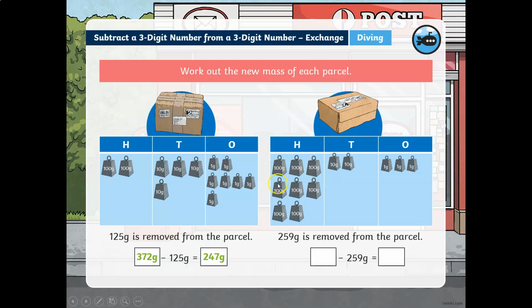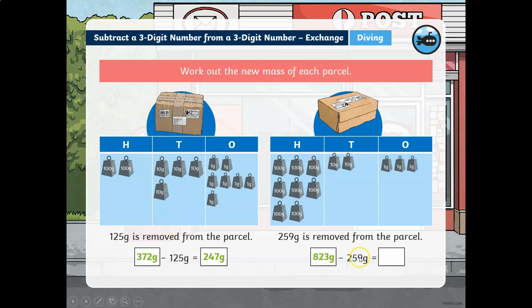Here we have 8 hundreds, 2 tens, and 3 ones, which is 823. It says 259 grams is removed from the parcel. So we're going to subtract 259 from 823.